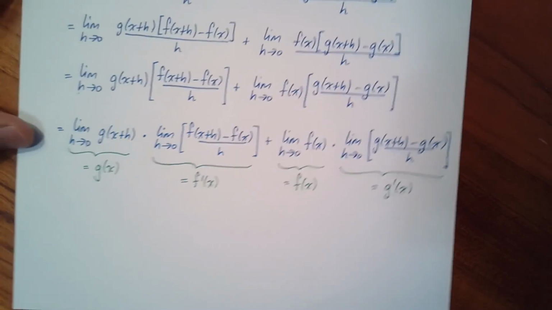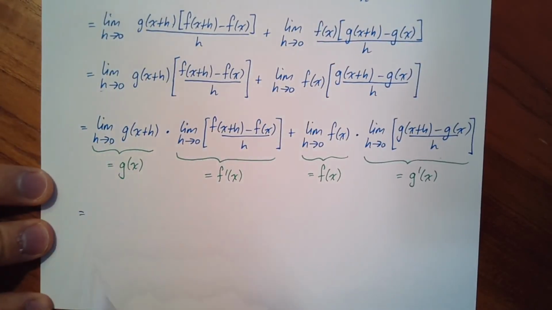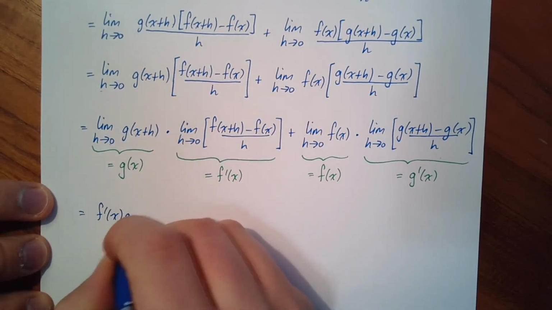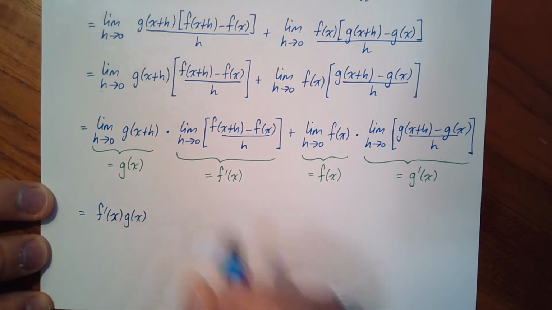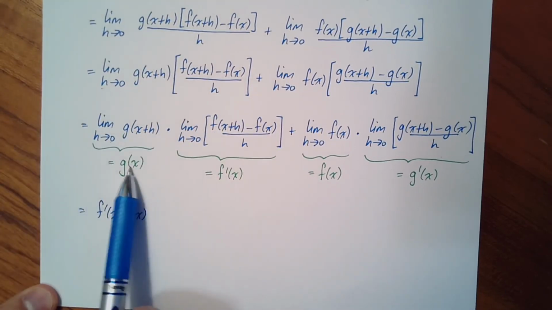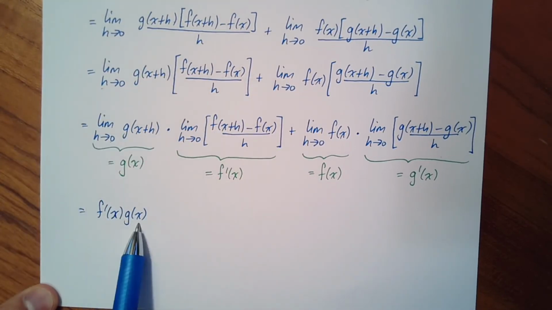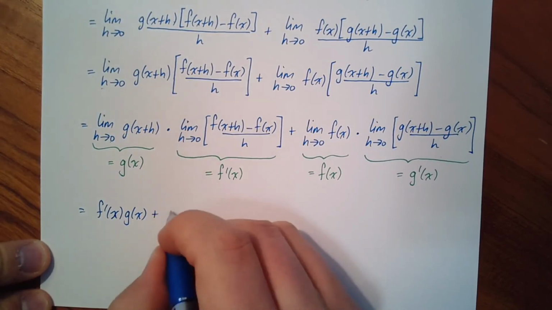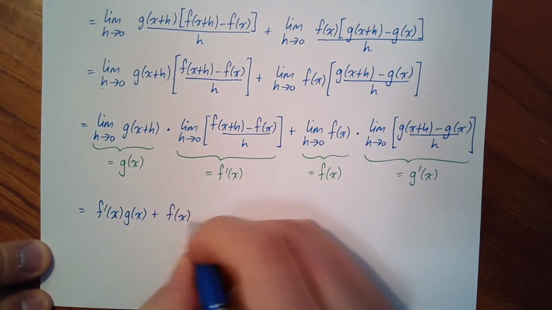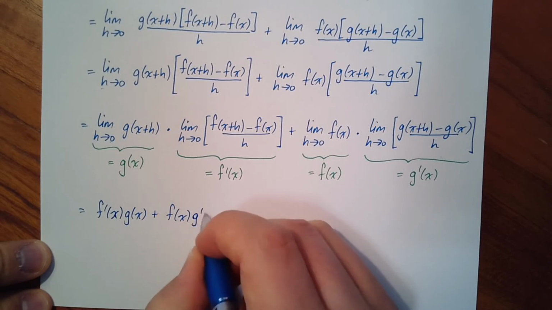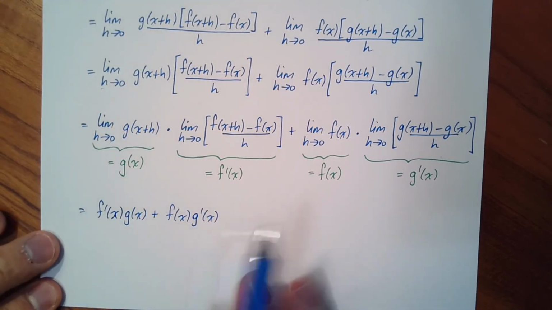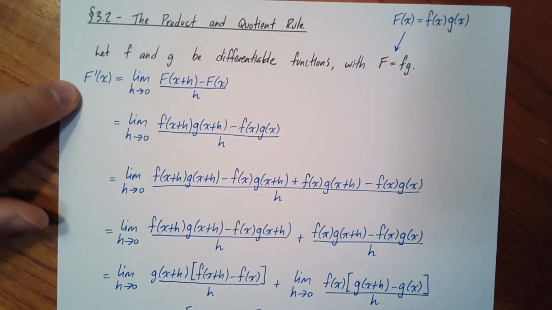So if we put those pieces together, we can finish it off like this. It's going to be f prime of x times g of x, right? Just take these two and multiply them to get your first term. So I've just written out all of this in a nicer form. And then for this term, I'm going to have f of x times g prime of x.